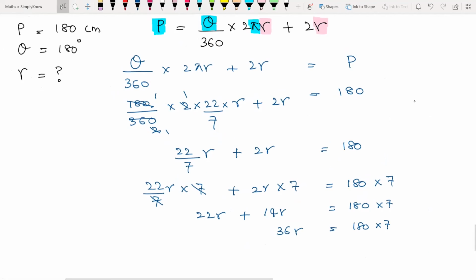So what is our r? I'm going to transpose this 36 to the other side. So this is a multiplication. This will turn into a division. 180 times 7 divided by 36. And then now I can cross simplify. So our radius is 35 centimeters.